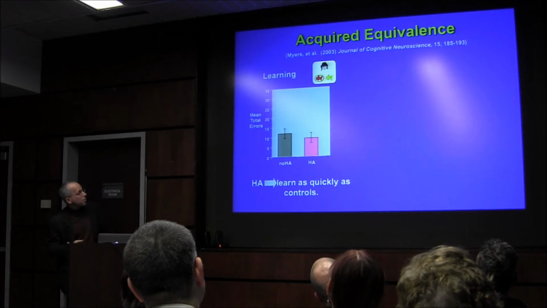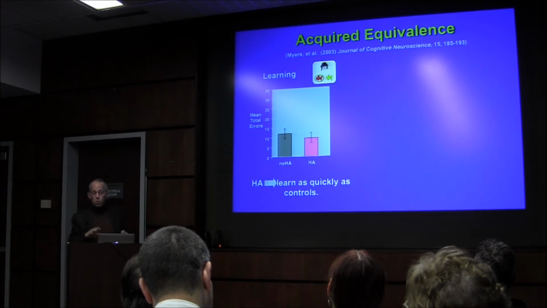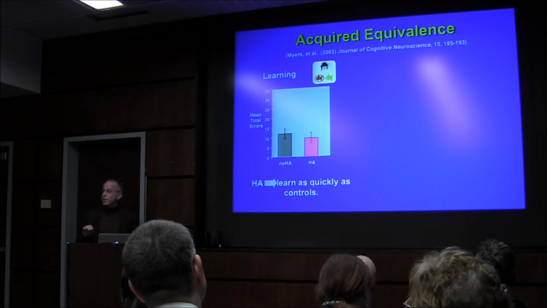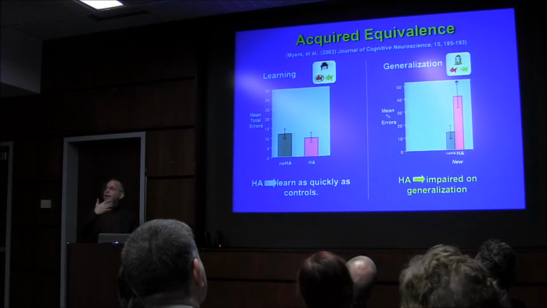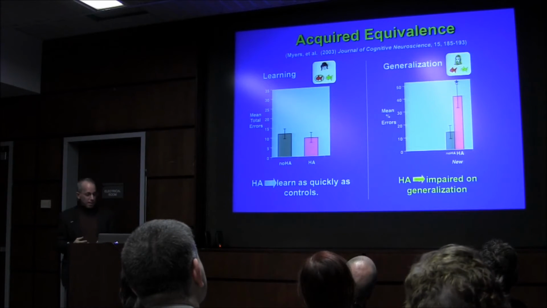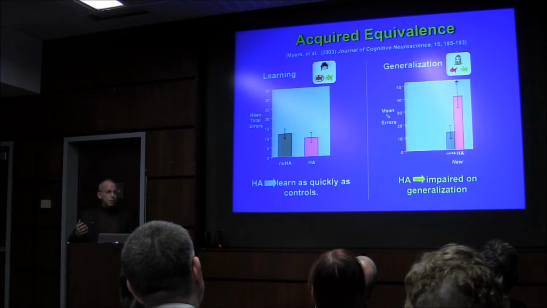So what we found is that those with hippocampal atrophy and those with no hippocampal atrophy, shown on the left, made the same number of errors in terms of the learning phase. But on the generalization phase, where they had to essentially guess what Bart wanted for dinner, those with hippocampal atrophy made way more errors. They failed to make the appropriate inference.